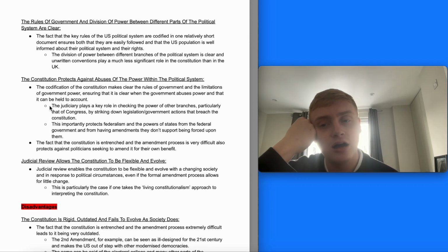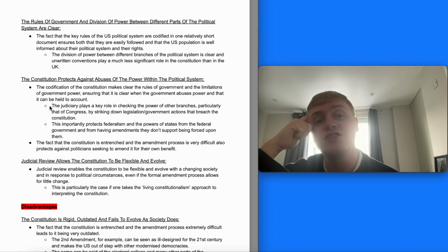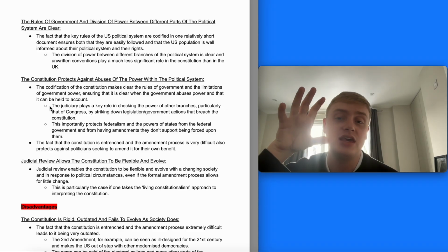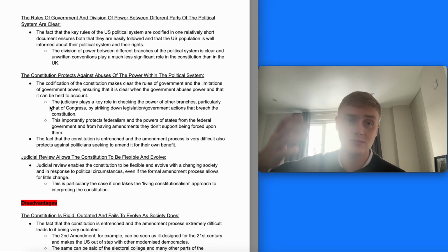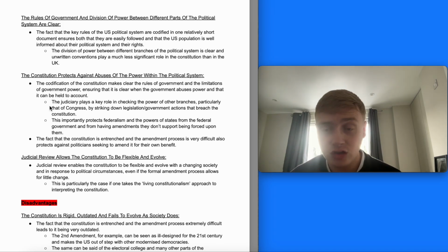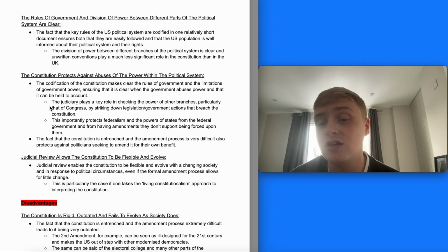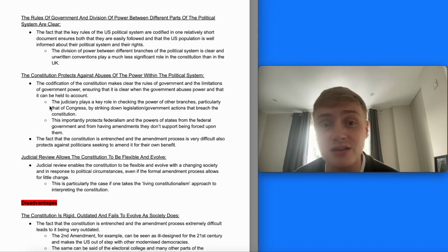The next key advantage of the nature of the Constitution is that the rules of government and division of power between the different parts of the political system are clear. This is particularly for the aspect that the Constitution is codified rather than the entrenchment aspect. The key rules of the US political system are codified in one relatively short document, which ensures that they're easily followed, and that the US population is well informed about their political system and their rights. So the division of power between the different branches of the political system is clear, and unwritten conventions play a much less significant role in the Constitution than they do in the UK.